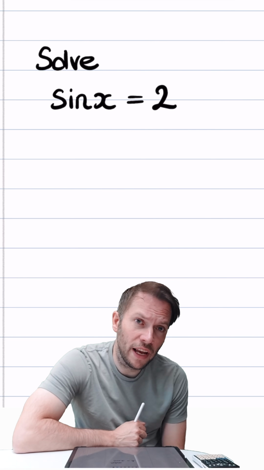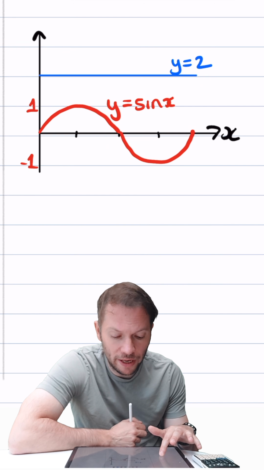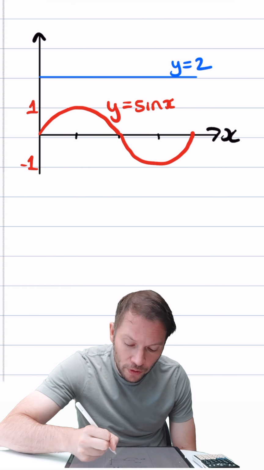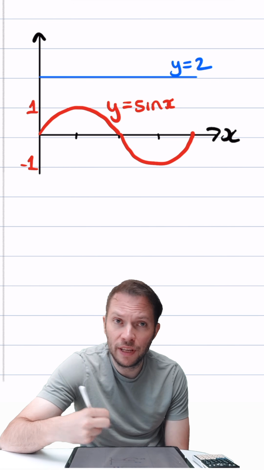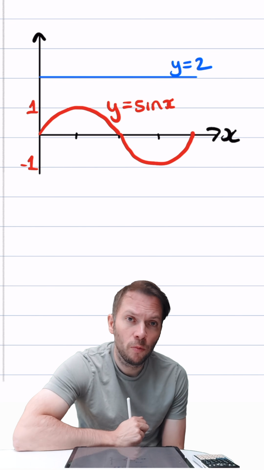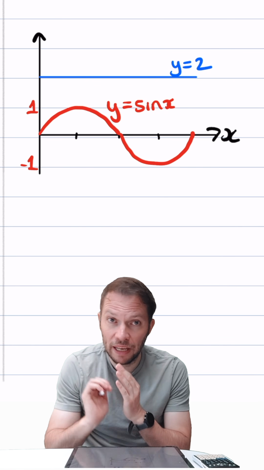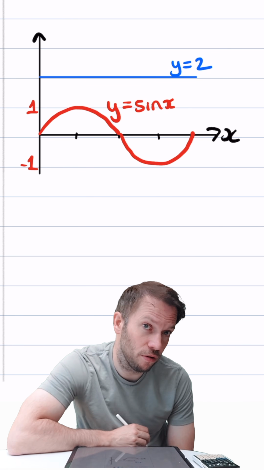Can you solve sine of x is equal to 2? And you might think it's impossible, because if you think about a graph of y equals sine of x, its value can only go between 1 and minus 1. So how can the output of sine of x be equal to 2? Impossible, right? Well, indeed, there's no real solutions to this equation. But if we look at imaginary and complex numbers, then actually we can solve this equation.